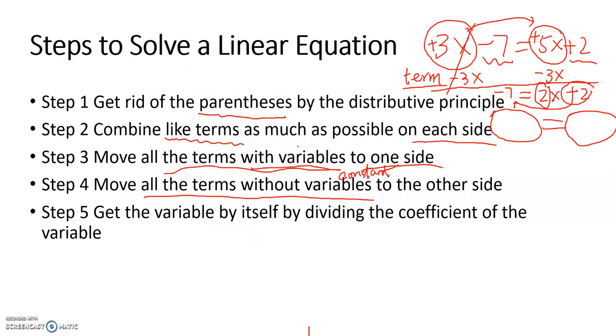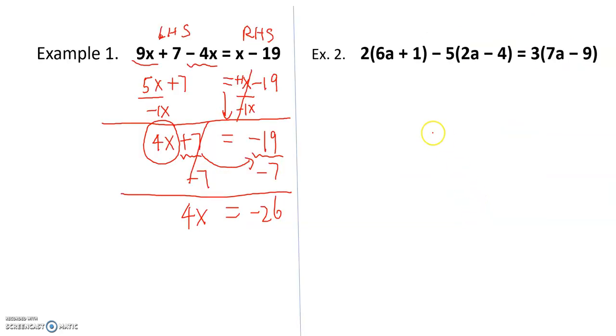And the last step is to get the variable by itself, the x by itself. How do we do that? We divide by the coefficient in front of the variable. The coefficient is the number in front of x. So in order to get rid of this 4, and notice the operation between 4 and x is multiplication, we're going to do the opposite of multiplication, which is division. So we divide both sides by 4. And 4 divided by 4 gives us 1. 1 times x still gives us x.